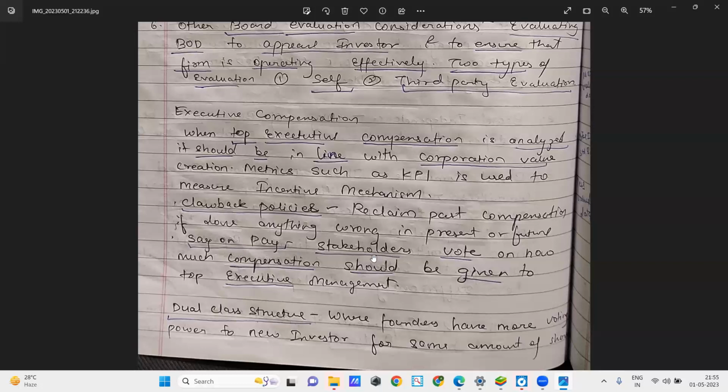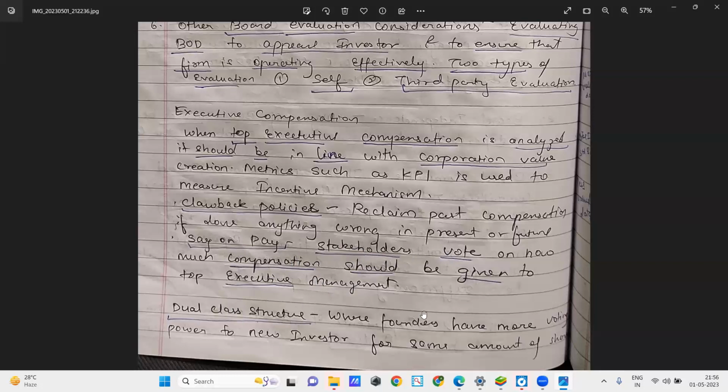Say on pay: stakeholders vote on how much compensation is paid per year. Various stakeholders, like the creditors and the banks who issue loans, all come together and vote on how much should be given to the top executive management, that is, CEOs and CTOs.